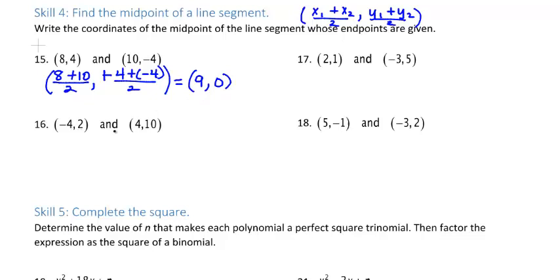Next, (-4, 2) and (4, 10). We have negative 4 plus 4 divided by 2, and 2 plus 10 divided by 2. Simplifying gives us 0 divided by 2, or 0. 2 plus 10 is 12 divided by 2, or 6.